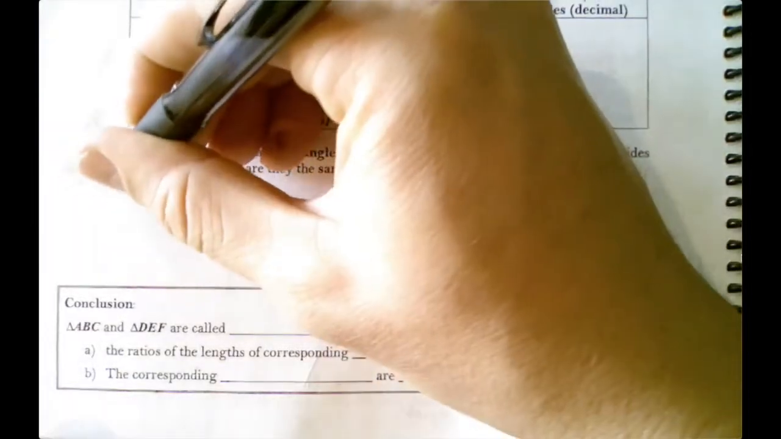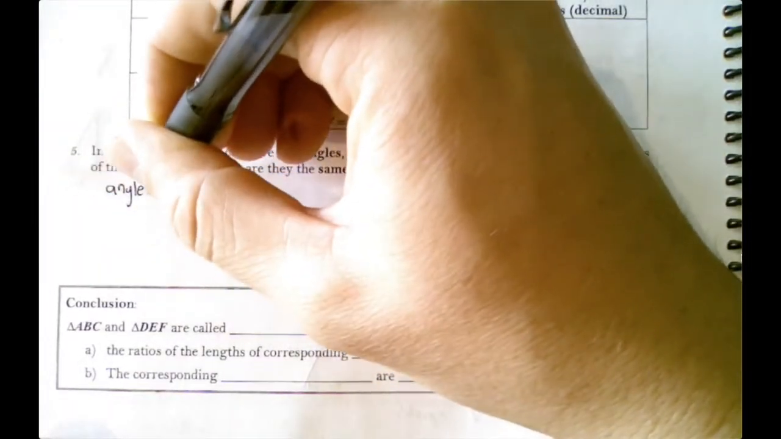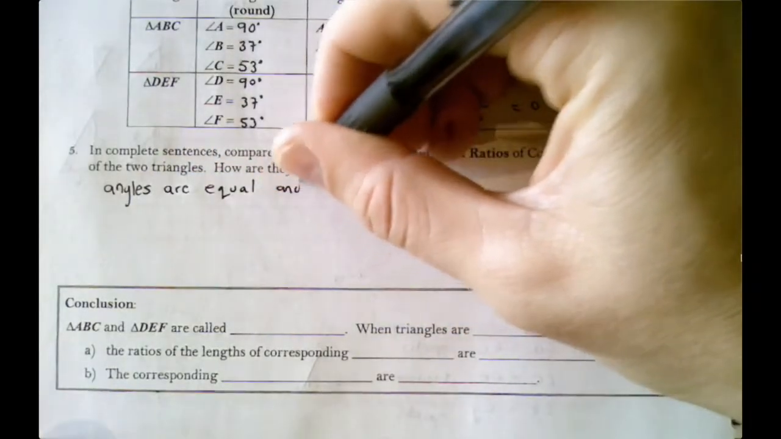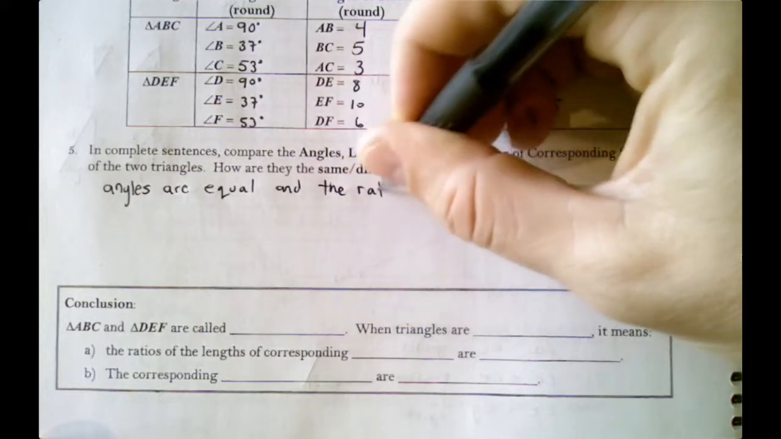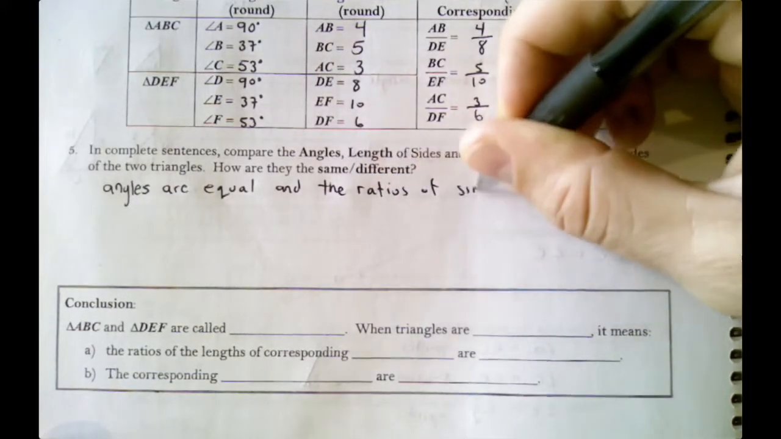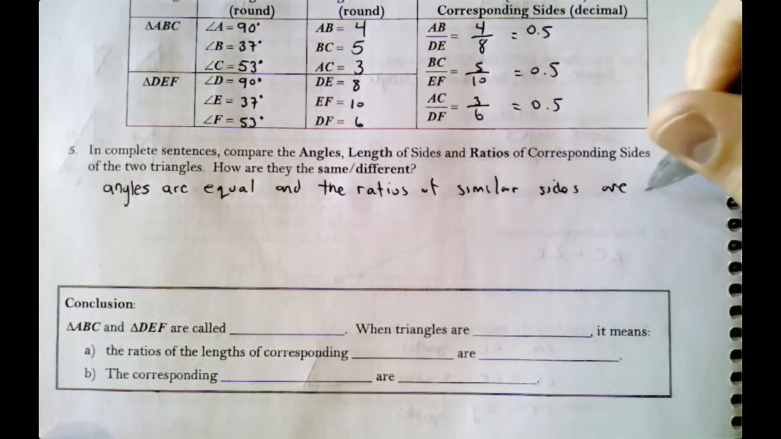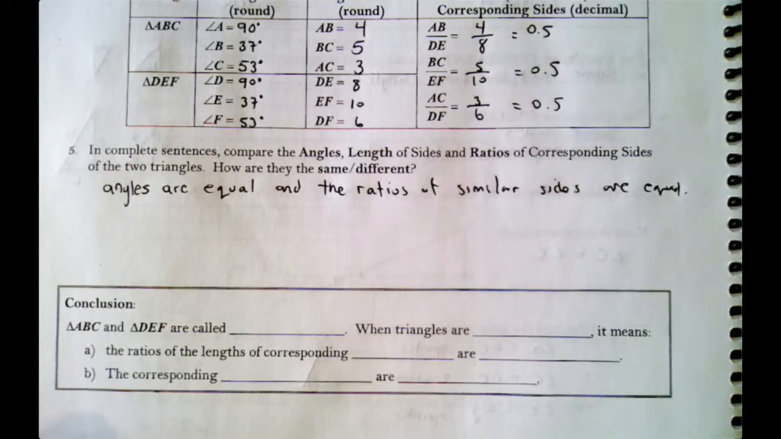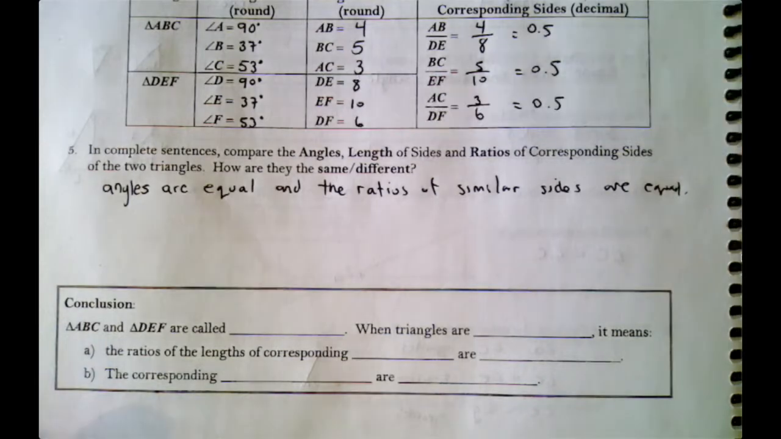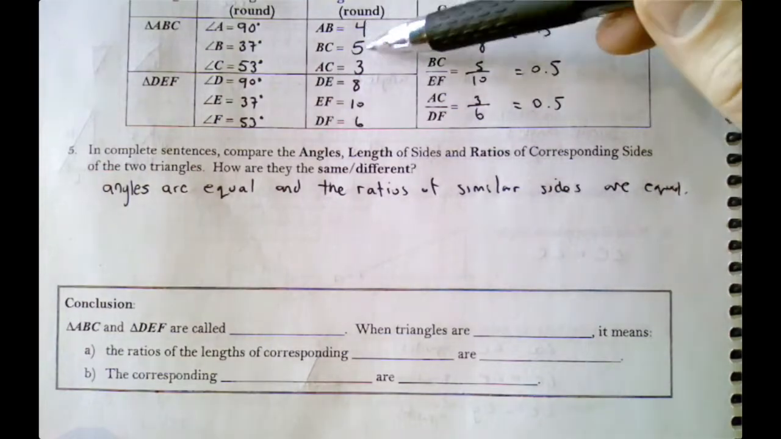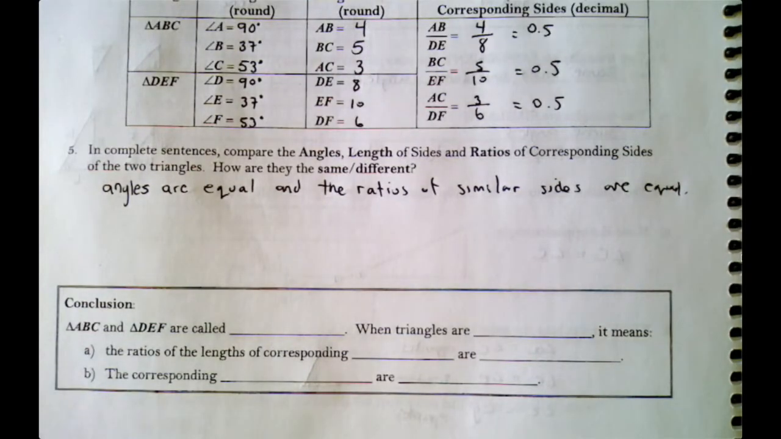The angles are equal, and the ratios of similar sides are equal. In fact, they're equal as 0.5, which means the smaller triangle sides are all half the bigger triangle sides. And if we look, that's true. 8, 10, and 6. If we take half of those, 4, 5, and 3. Makes sense. So a better conclusion to number 5 is down here.